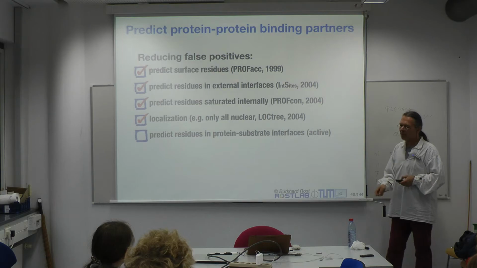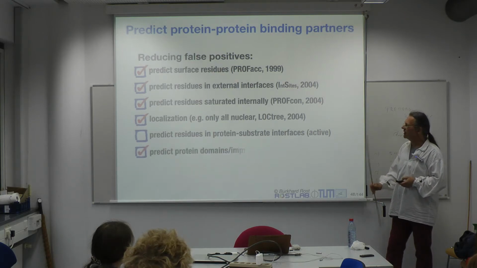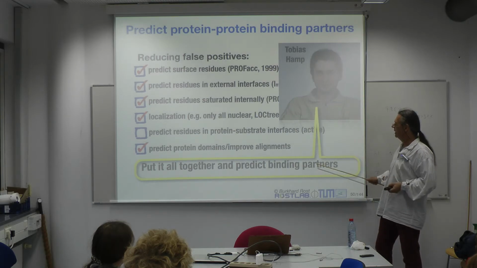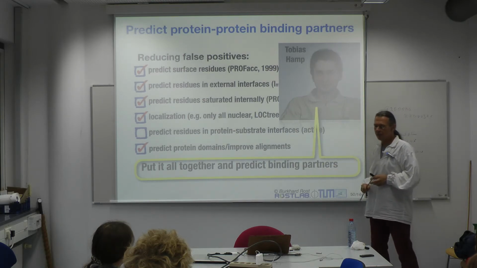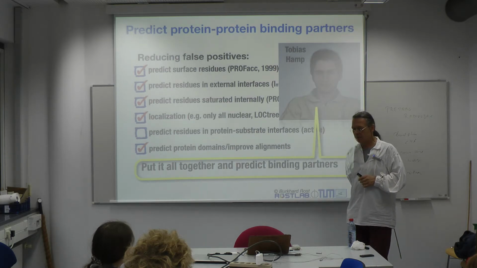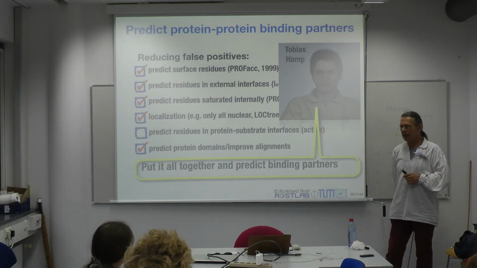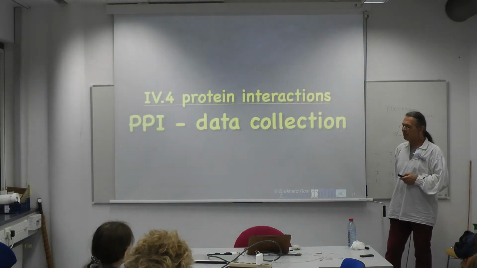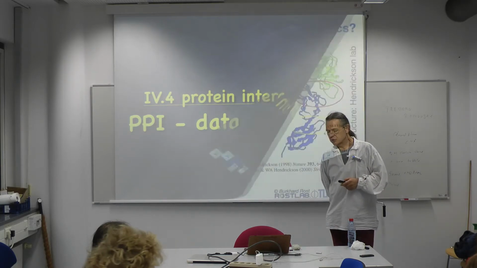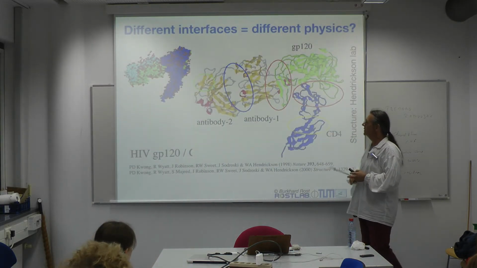Now, then we can predict protein substrate interfaces. We can define exactly where the domain is and improve alignments, and we can put all of that together and predict binding sites. Tobias did his PhD on this, and I will get into that most likely either at the end of Thursday or next year. But for the time being, let's begin with the data collection for the protein interaction residues.